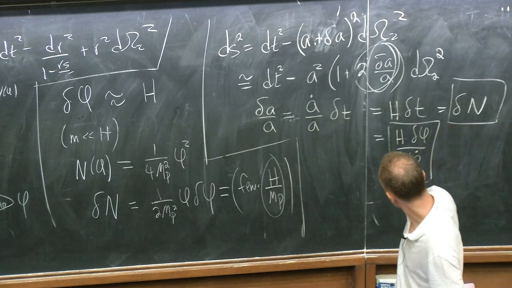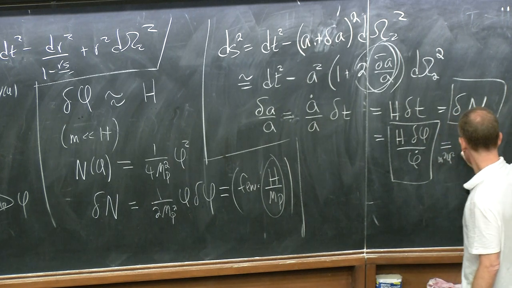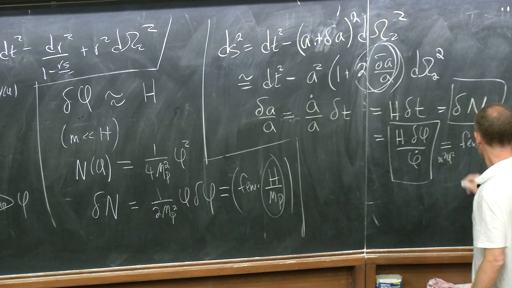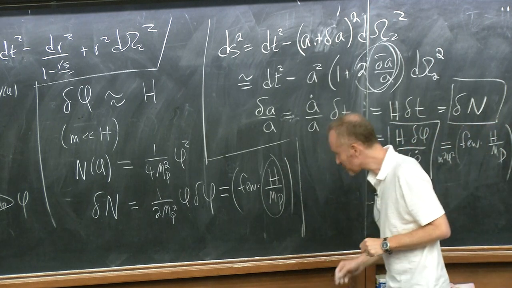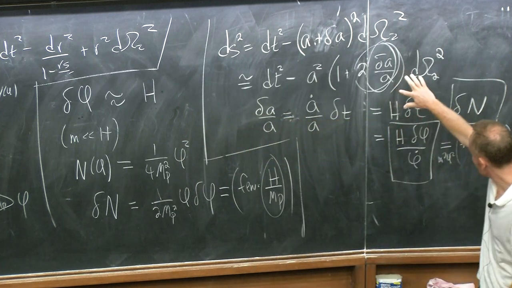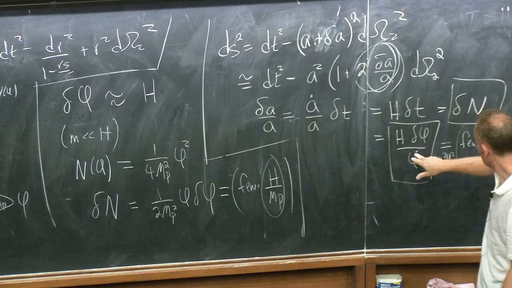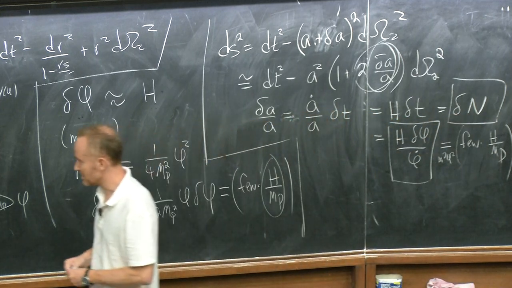And now what we've seen is that for this m squared phi squared model, this is a few times H over m Planck. Okay, so the bottom line is that these fluctuations in phi, which are of order H, give rise to fluctuations in the metric, which are of order H delta phi over phi dot, or H over m Planck in the case of m squared phi squared. I should warn you, this is only for m squared phi squared. In a small-field model, for instance, it would not be H over m Planck. H would be much smaller, and this could still be the same size, because phi dot would be smaller.